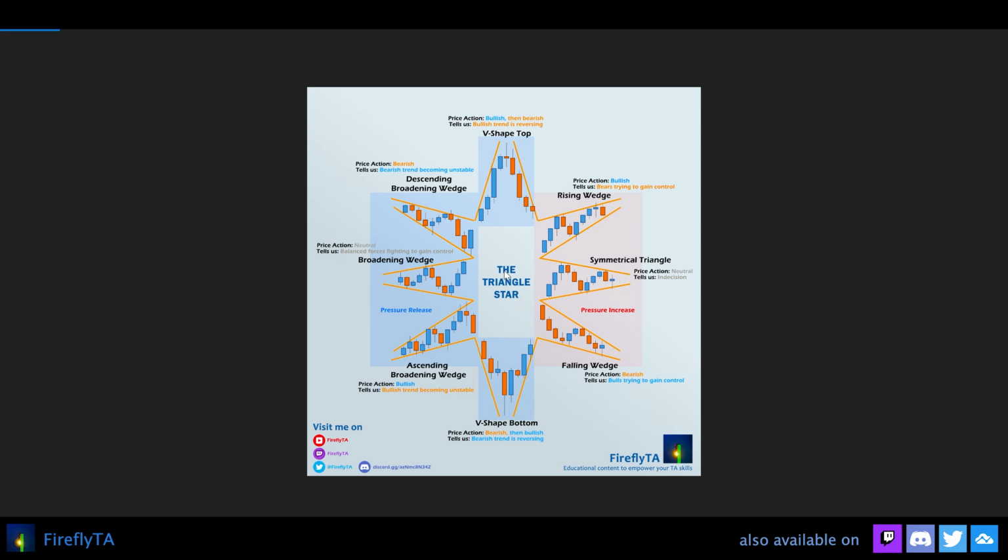Then we have two outliers. We have the V-shapes, the V-shaped bottom, the V-shaped top. Of course, a top can look different. These are just examples. We could also have an M-shaped top or a W bottom. This is just the triangle version of sorts. So a V-shape, of course, is a triangle, a V-shaped top as well.